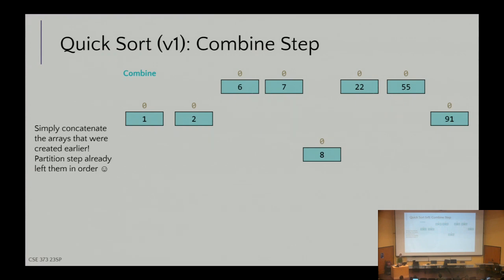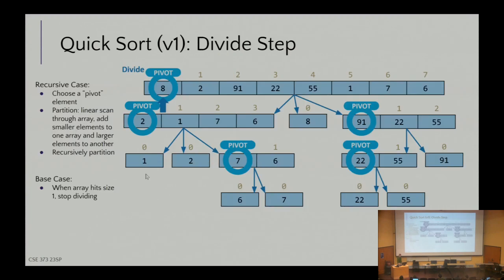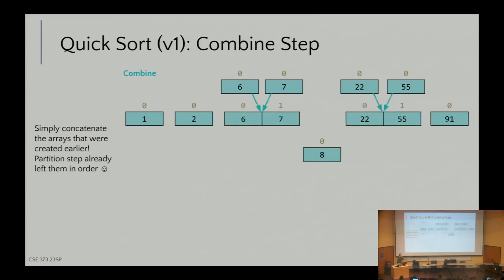Once we get down to items of size 1, since we've been swapping them around the pivot, then the recombine stage doesn't need any logic. It's already sorted. We just have to get it back into its original state.